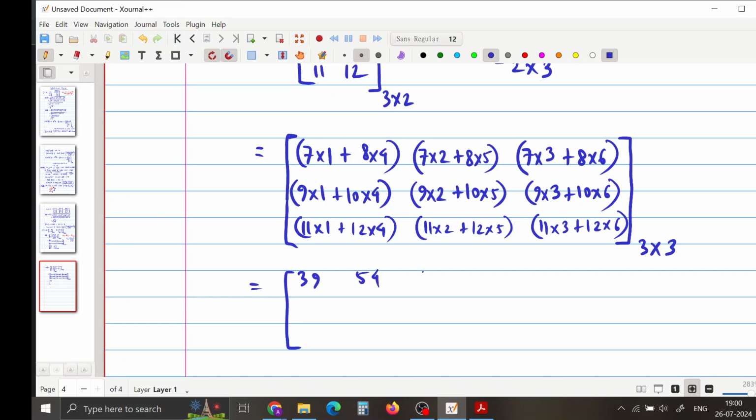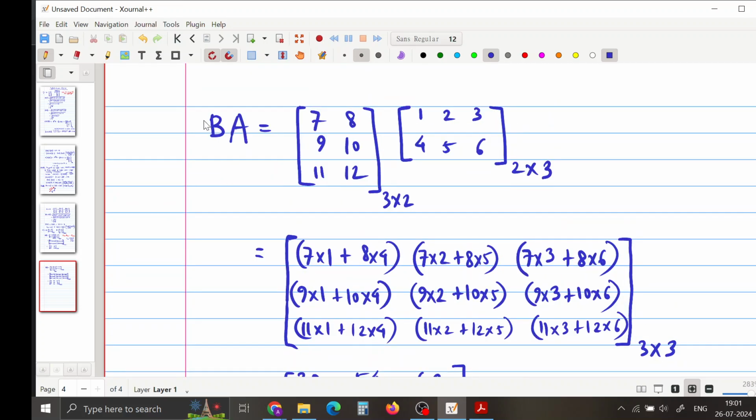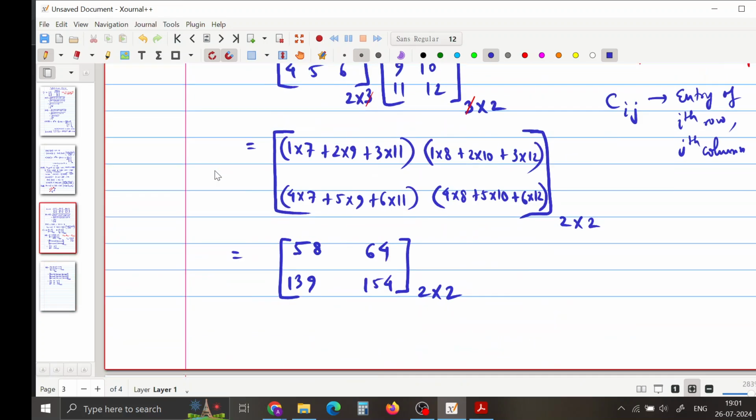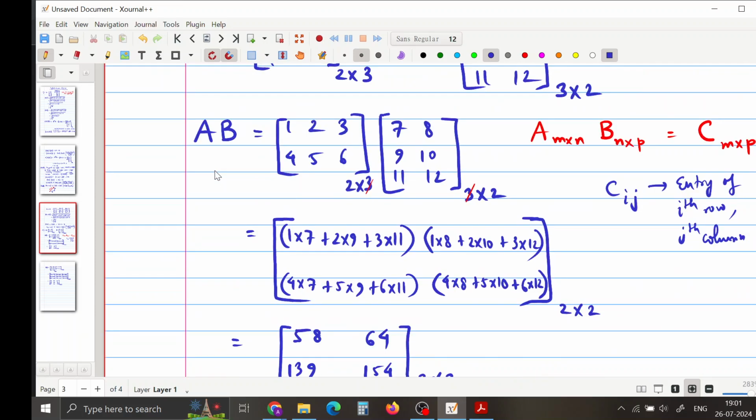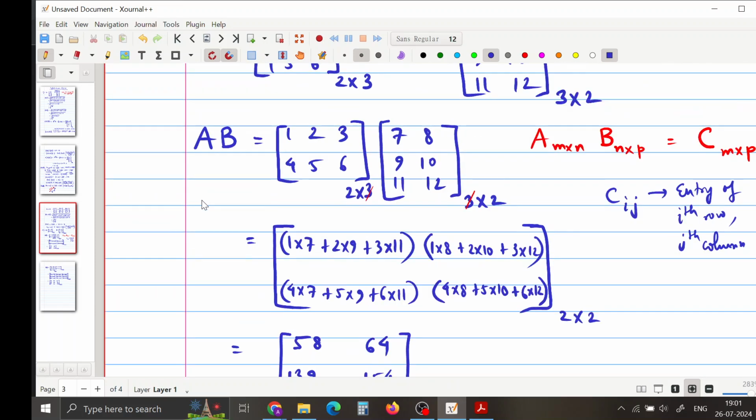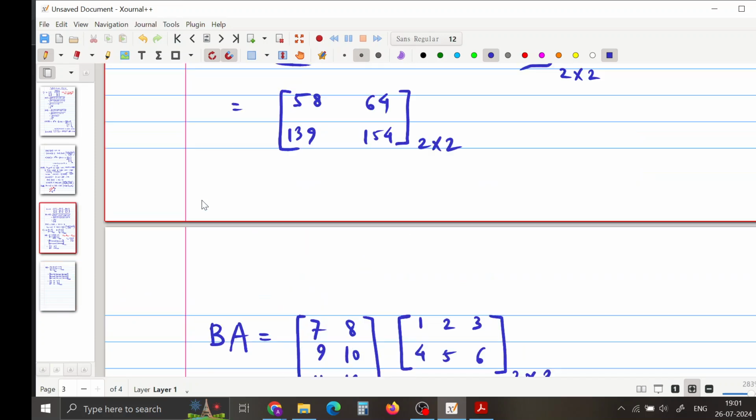So if you just calculate, you'll get 39, 54, 69, 49, 68, 87, 59, 82, 105. So this is a 3 cross 3 matrix. From this result, by observing the result of B times A and the result of A times B, what can you say? These two are different, right? The results are different.